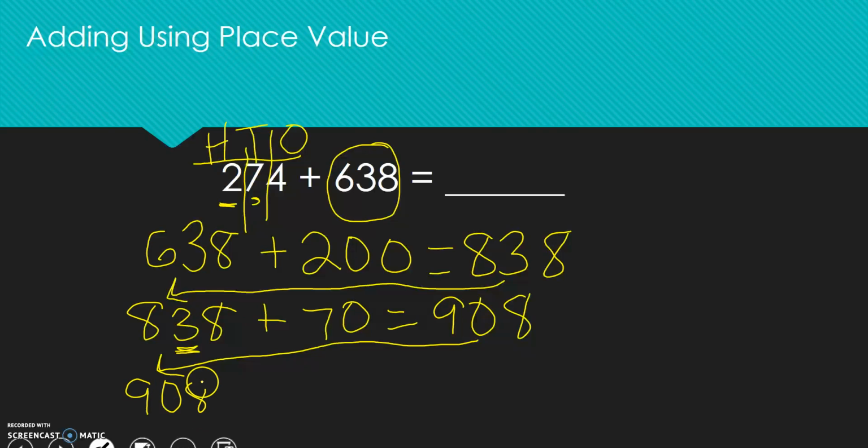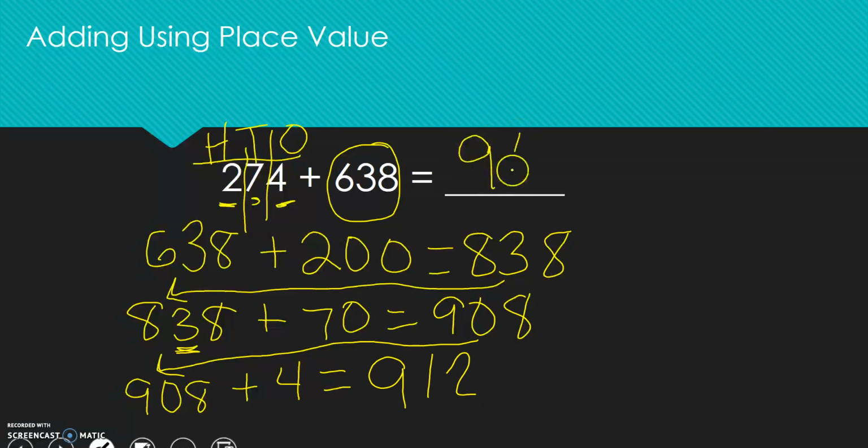908, and now I've just got to add my ones. I have 4 of those, plus 4, and 908, 909, 910, 911, 912. So my answer is 912.